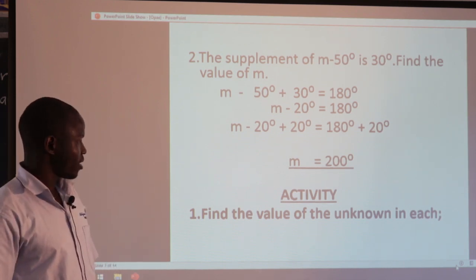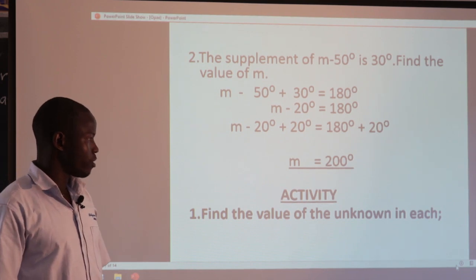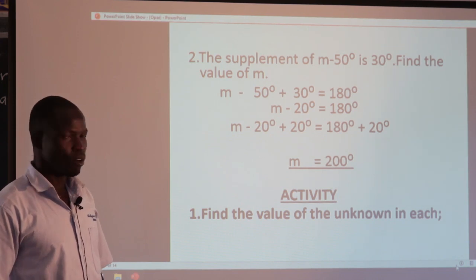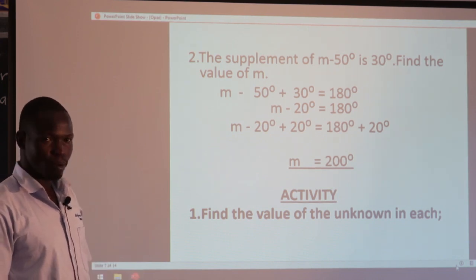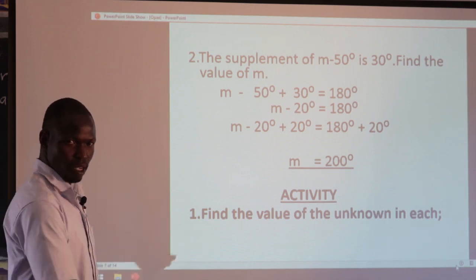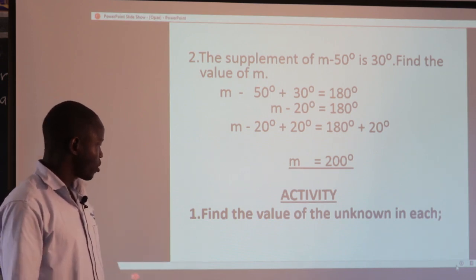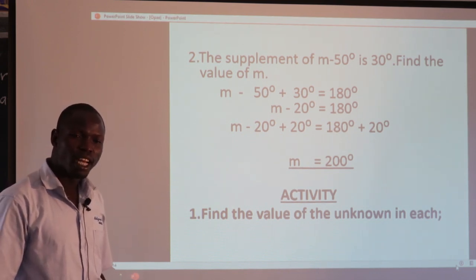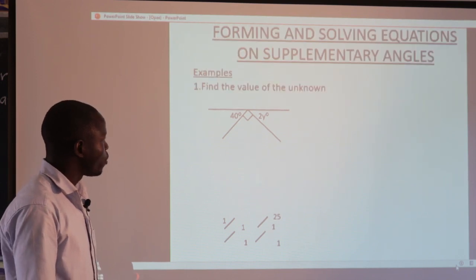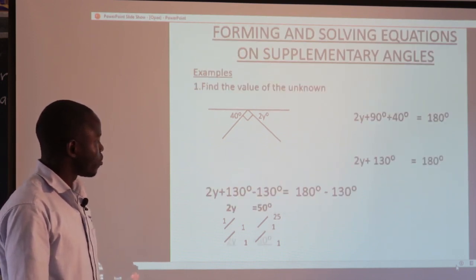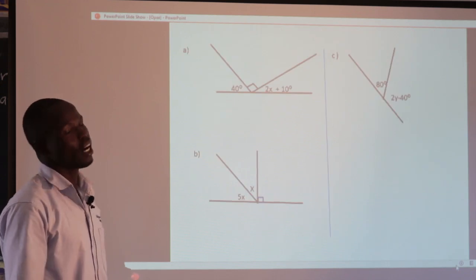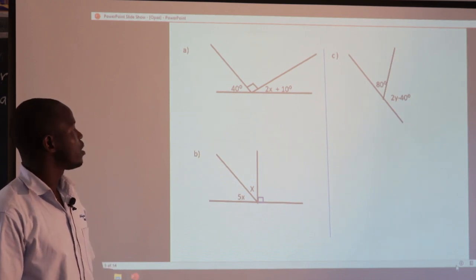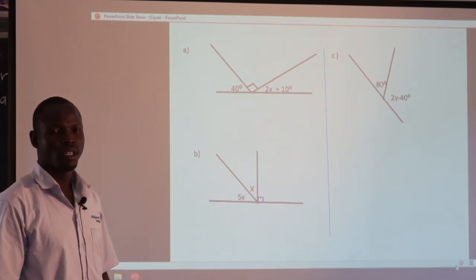Activity 1 says, find the value of the unknown in each. But we are going to skip that. After you have written the instructions of this activity, number 1, wait for the diagrams. Don't write anything until you see the diagrams I will give you. That one we finished, don't write that. So that is number 1A, a diagram is there, number 1B, a diagram is there, number 1C.